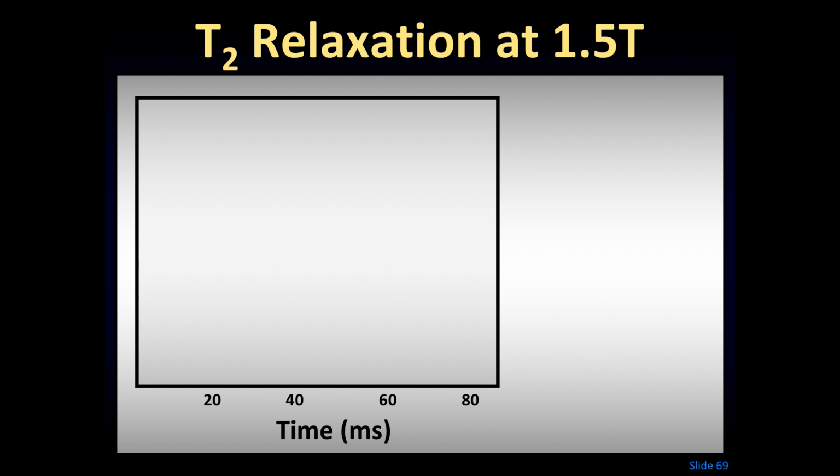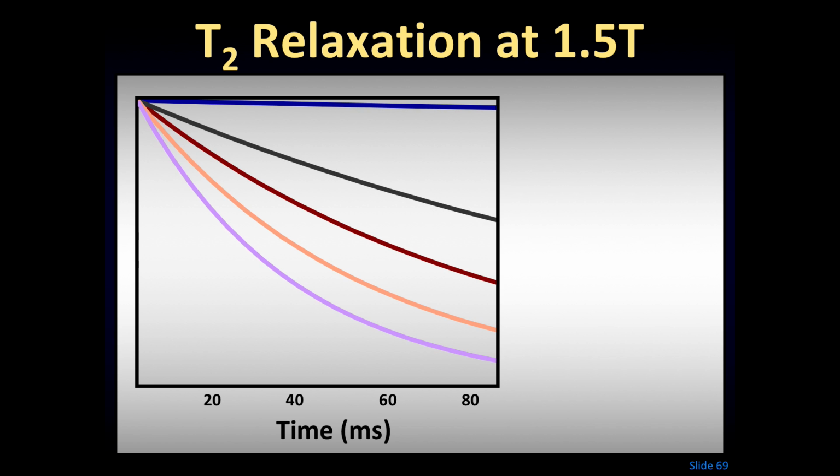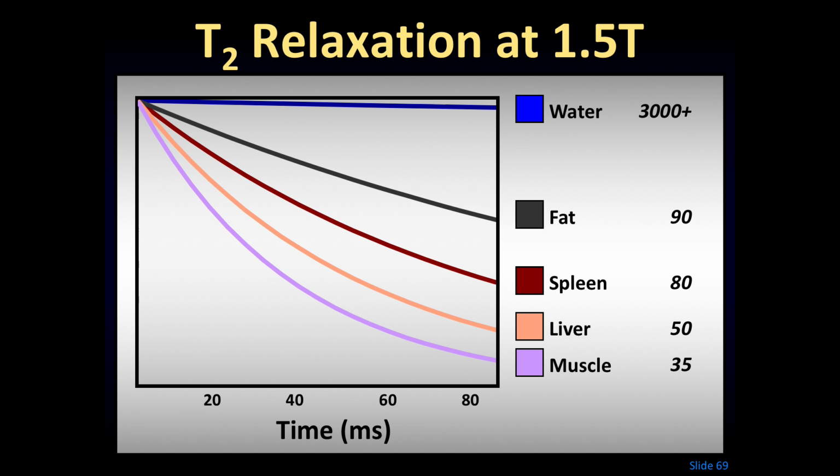And just like we look in tissues and calculate their T1 relaxation times, we can also calculate their T2 relaxation times. So remember that water had the slowest T1 relaxation time. Water has the slowest T2 relaxation time. So water is the slowest to recover, but it's also the slowest to lose signal. And you can see that the liver, which was one of the fastest organs to gain signal, is also one of the organs that loses signal most rapidly.